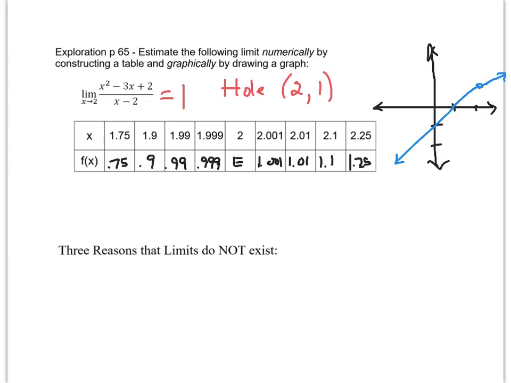Now, in the reading in your textbook, you should have seen the 3 reasons why limits do not exist. The first reason that a limit would not exist is when the function is approaching different values from the left and the right. So sometimes we will have a function where the left side and the right side do not come to the same value. So when that happens, we're going to have to say the limit does not exist.